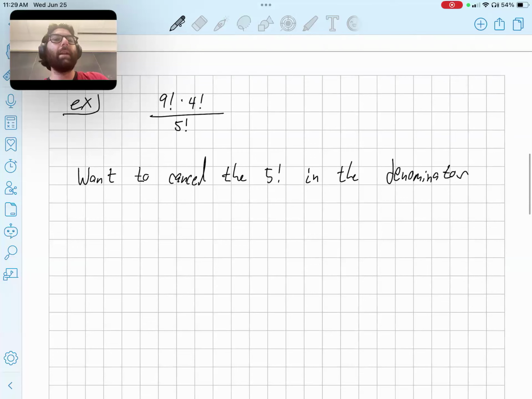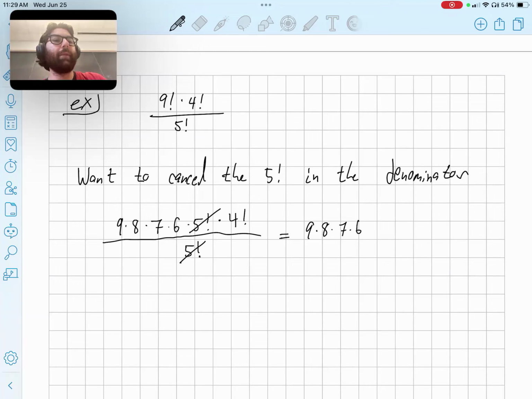And so the way to do that is I'm going to write 9 times 8 times 7 times 6 times 5 factorial. And then we still have this 4 factorial up here, divided by 5 factorial. And I can cancel 5 factorial with 5 factorial. And I'll get 9 times 8 times 7 times 6 times this 4 factorial, which is 4 times 3 times 2 times 1. And so what we get is 9 times 8 times 7 times 6 times 4 times 3 times 2 times 1, which is 72,576. Let's look at another example.